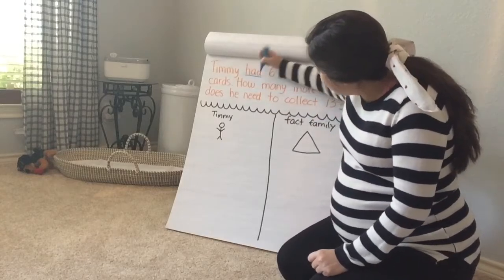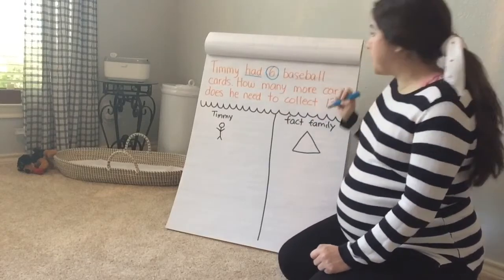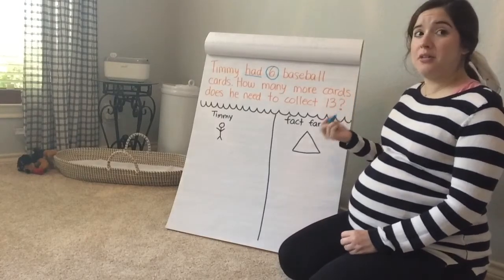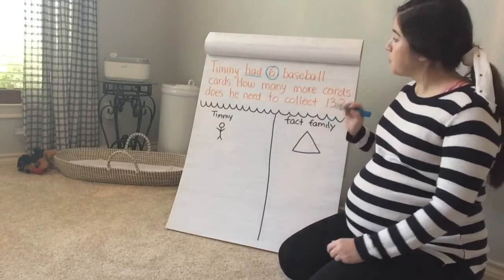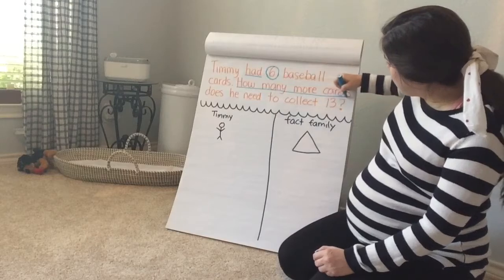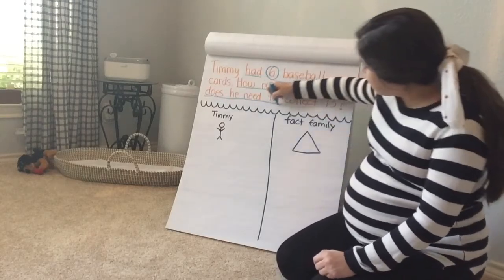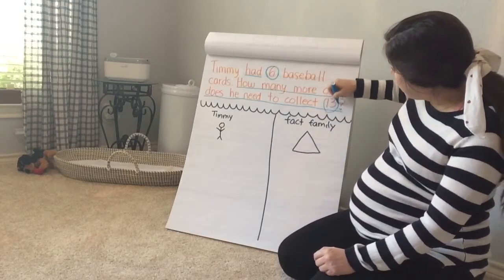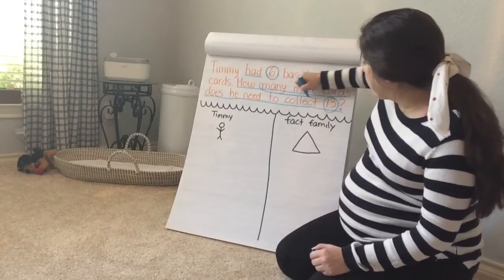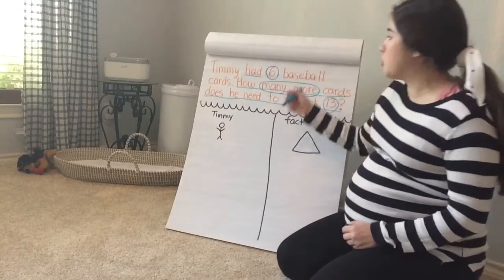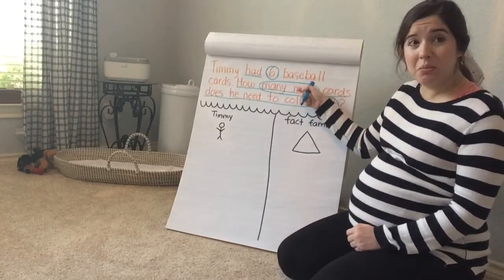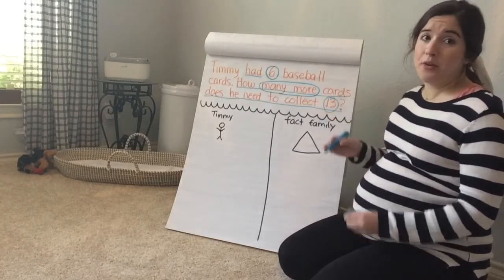Timmy had 6 baseball cards. How many more cards does he need to collect 13? Read it twice. Timmy had 6 baseball cards. How many more cards does he need to collect 13? So we want to know how many more. So we have our beginning. We know he has 6. We need to figure out how many more to get to the 13.